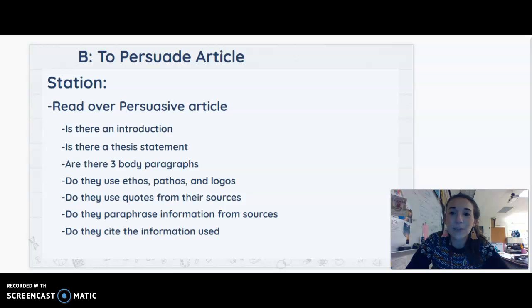Do they cite the information used? So remember, they should have citations, the full citation at the bottom of their project, and they should have in-text citations, which is the last name of their author. Alrighty, after you are done reading through that, make sure that they have good grammar structure and that everything looks solid for their persuasive article.